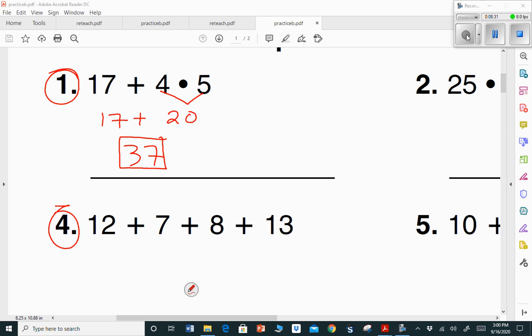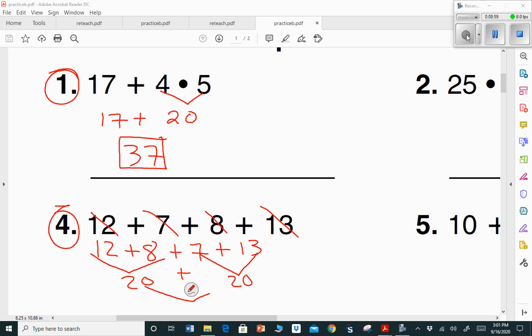There's an order that you can do this in that would be simpler. So 12 plus 8. See, that's easy because that adds up to 20 plus 7 plus 13. I'm crossing them out to make sure we take care of all of them. 12 plus 8 is 20, plus 7 plus 13 is 20, and then add them together and you get 40.